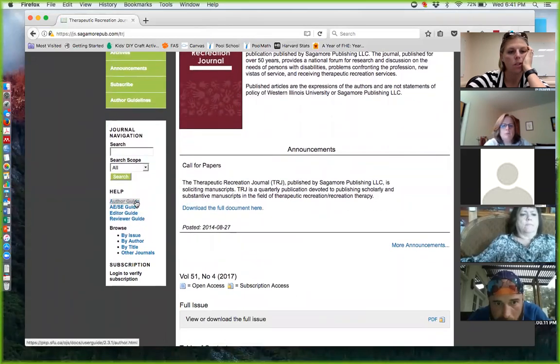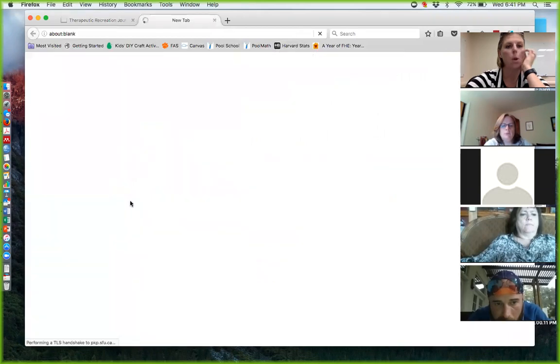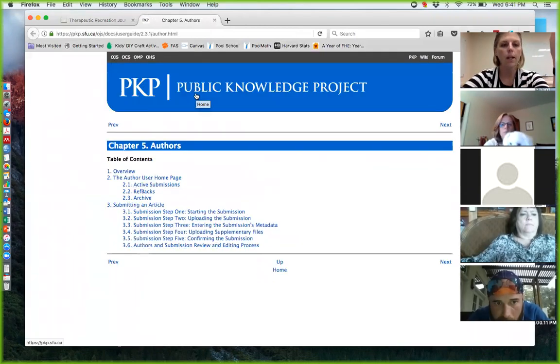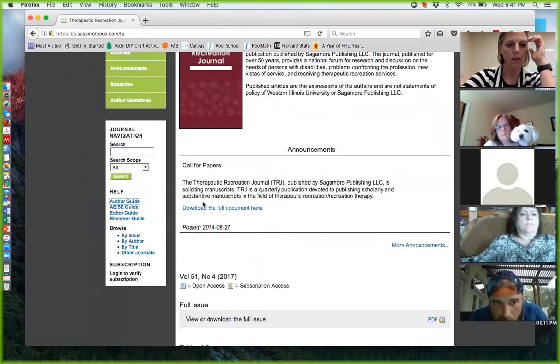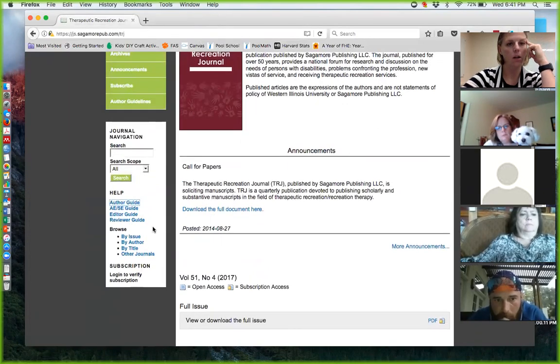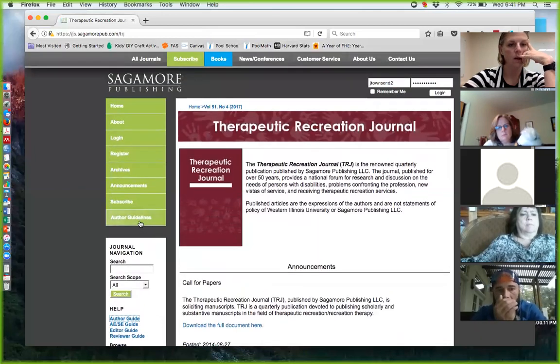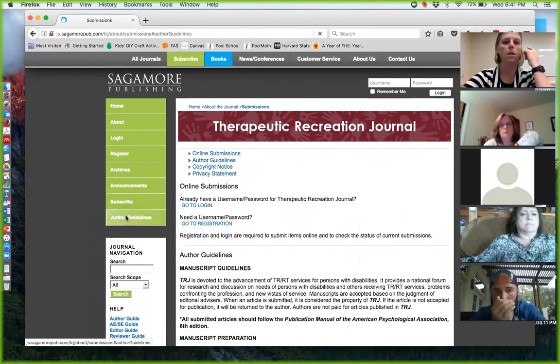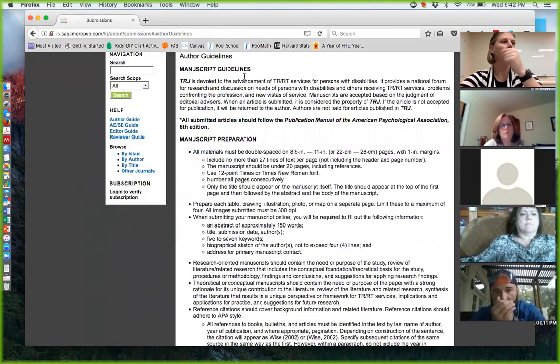We can go to an author guide. I don't know, it routes to this, which is not the right author guide. Author guidelines, there it is. In this little green box, we want author guidelines. So here, if you're going to be an author and you're going to submit to TRJ, you want to go right here and find out exactly what their requirements are.